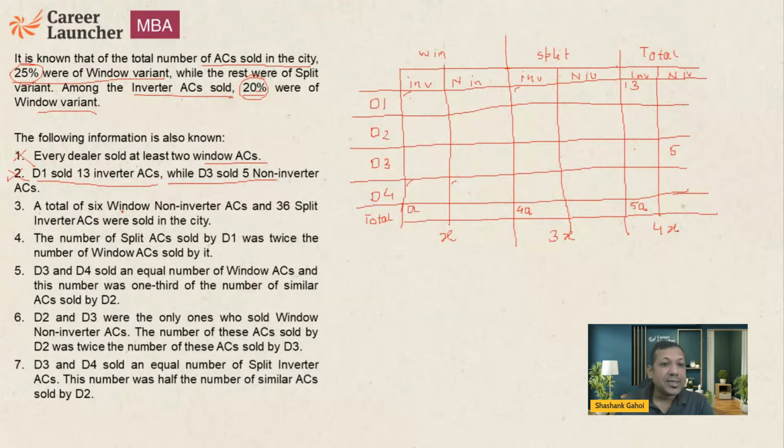A total of 6 window non-inverter ACs, that is this. And 36 is split inverter ACs. So inverter ACs, that is going to be 36. So 4A is equal to 36. So A is 9. So the total sum comes out to be 15, then 45, then 60. This comes out to be 9, because this is 36, this is 45. And 5A comes out to be 45 because that is equal to A plus 36. So I'm just going to erase it and write it as 45.